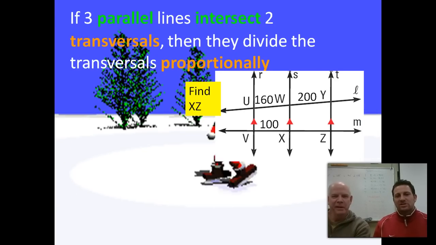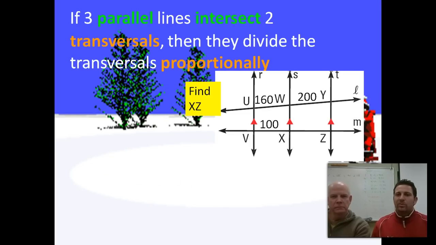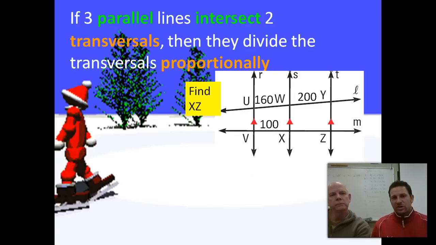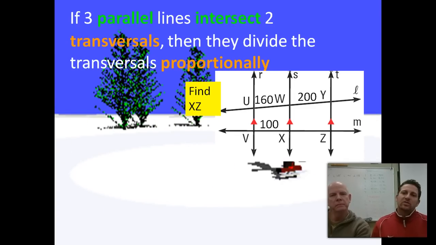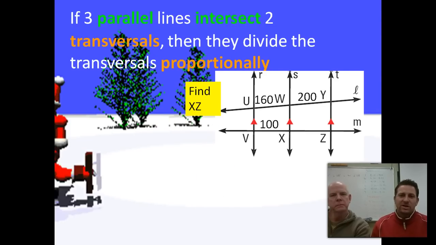But basically what it says is, if you look at this diagram here where we have the three parallel lines and they're being cut by transversal L and transversal M, what it's saying here is we can make some proportions out of that, basically between the transversal L and the transversal underneath it, M.